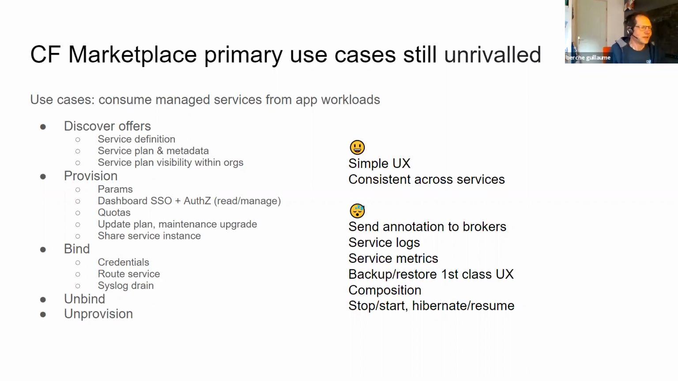It's simple. It's consistent across services, and that made a great success within Orange, and I think as well in the community. On the limitations, the things that are still waiting from my point of view: the ability to send annotations that are set on Cloud Foundry entities, service instances, bound apps, spaces and orgs to service brokers, so they can make useful stuff with those annotations. A first-class UX to consume service logs and service metrics.